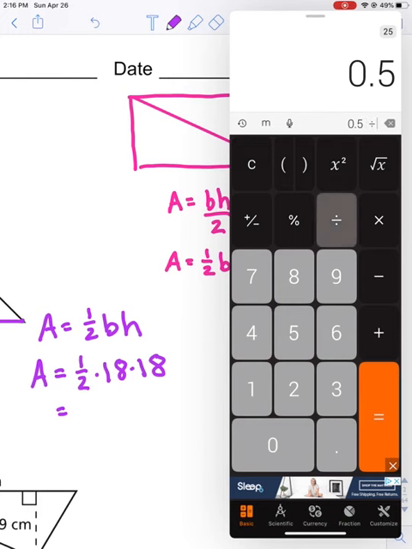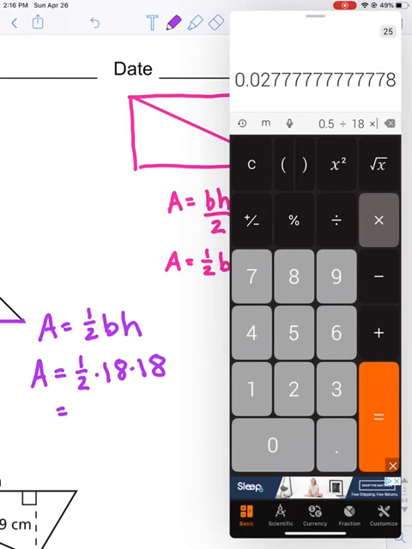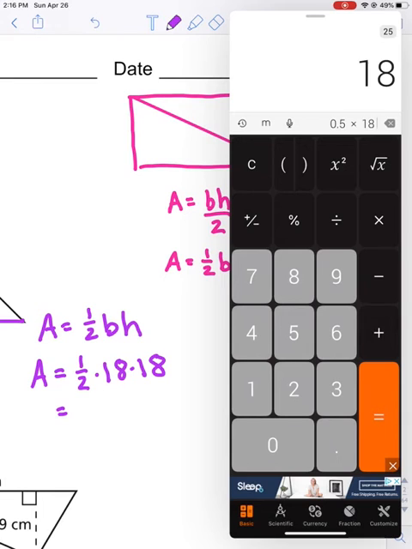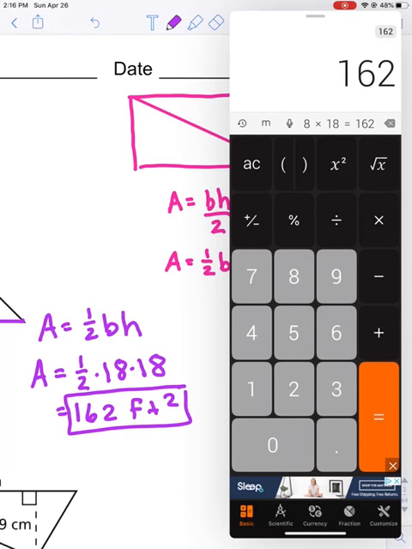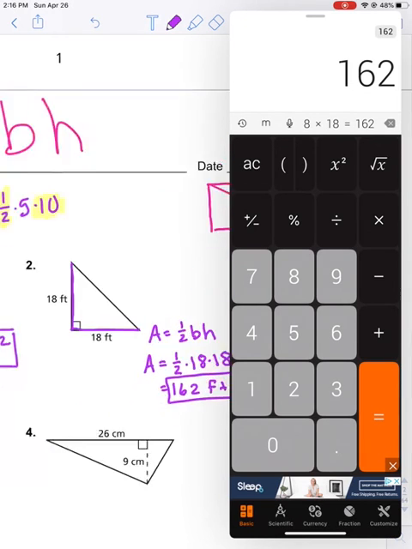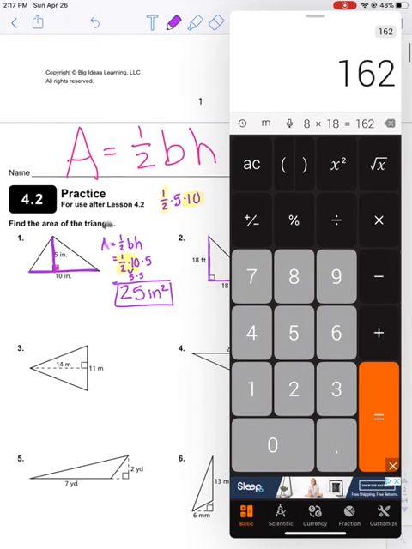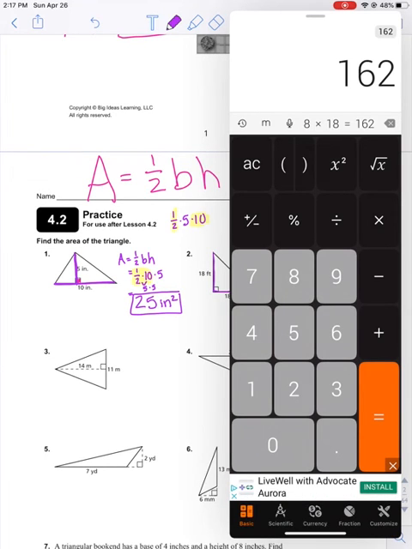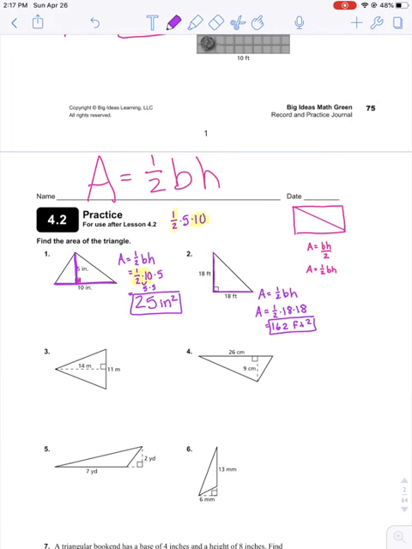All right, hopefully you've paused the video and you found that answer. So I'm going to type 0.5 times 18 times 18. I don't think I typed it in right. Hold on. 0.5 times 18 times 18 equals 162 feet squared. Area always has feet squared. So that's the whole way you get to use the calculator. Just instead of doing scratch work, you get to type it into the calculator. Try numbers 3 and 4 on your own and then come back when you're ready to go over it.